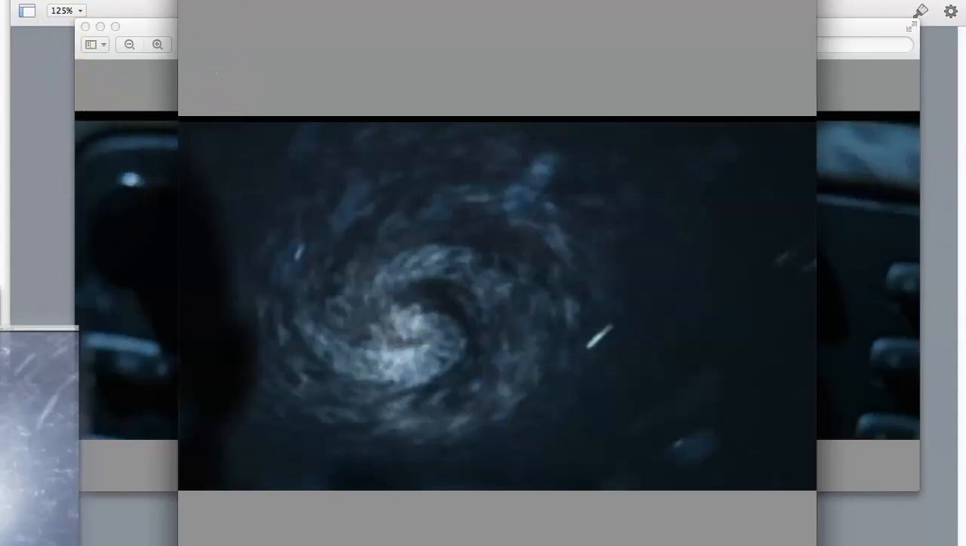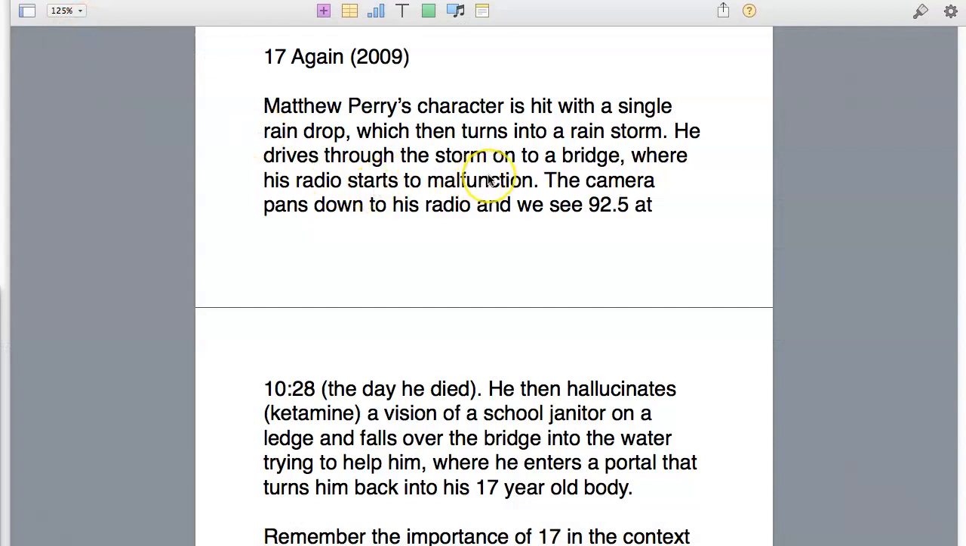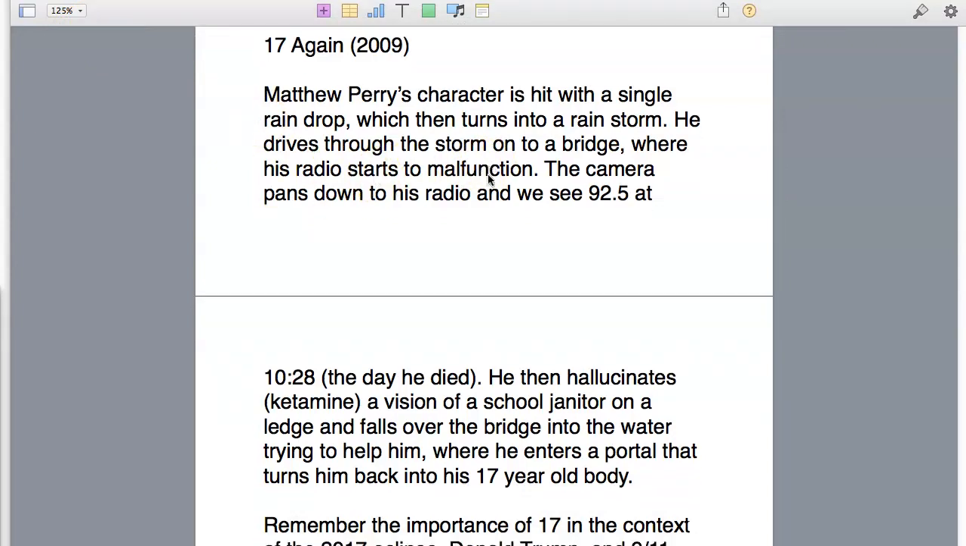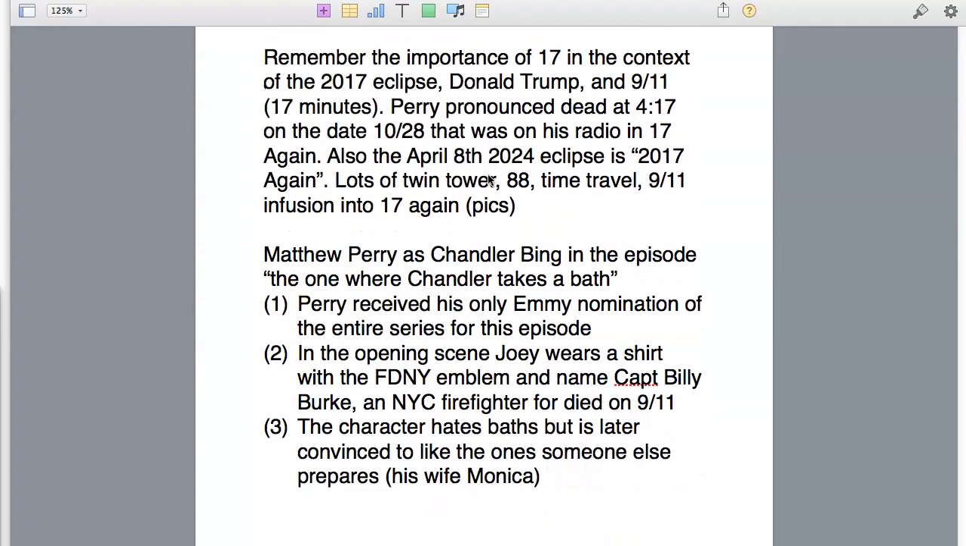But since not a lot of things we see in movies are accidents, it's interesting that they chose the age 17. They could have chosen 18 or 16 or 15. Because we have the importance of 17 in the context of the 2017 eclipse, Donald Trump and 9/11, and especially as it relates to the 17 minutes between the plane strikes on the Twin Towers and the 17 minutes between Twin Pine Mall and Lone Pine Mall in Back to the Future. And Donald Trump was elected on November 9th, 9/11, 2017.